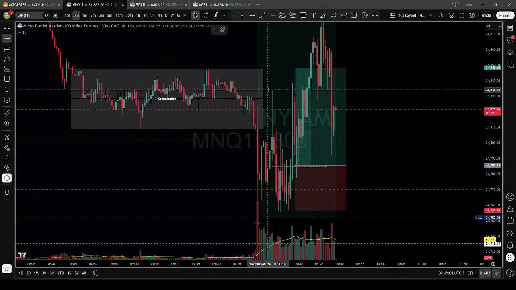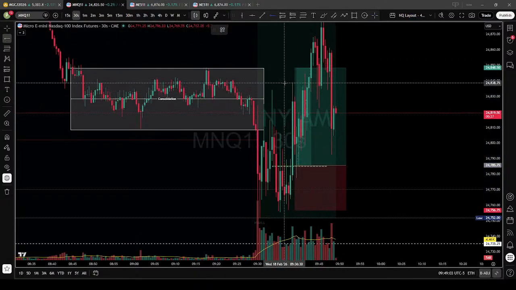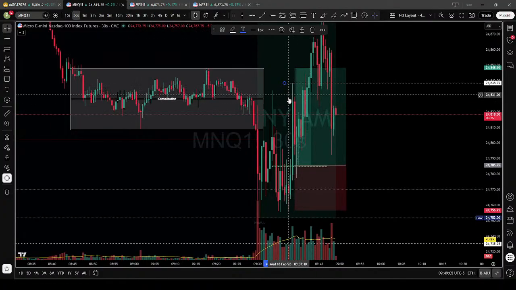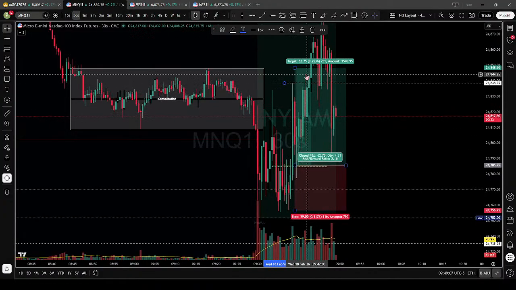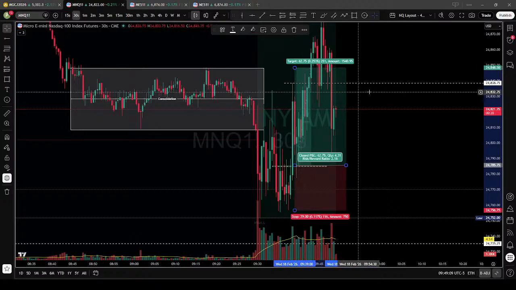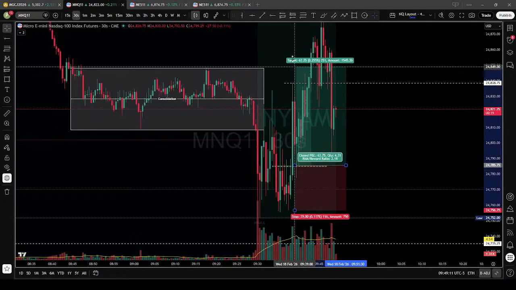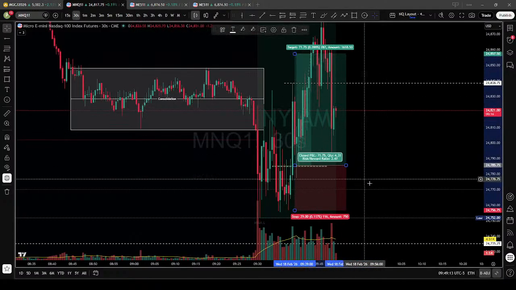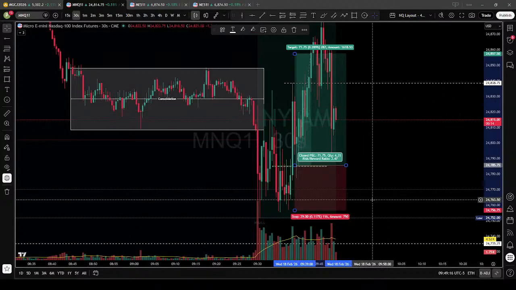One partial exit was right up here at this high, at the high of this candle, and the second exit was around actually here. This was a good trade, 1:2.5 trade.